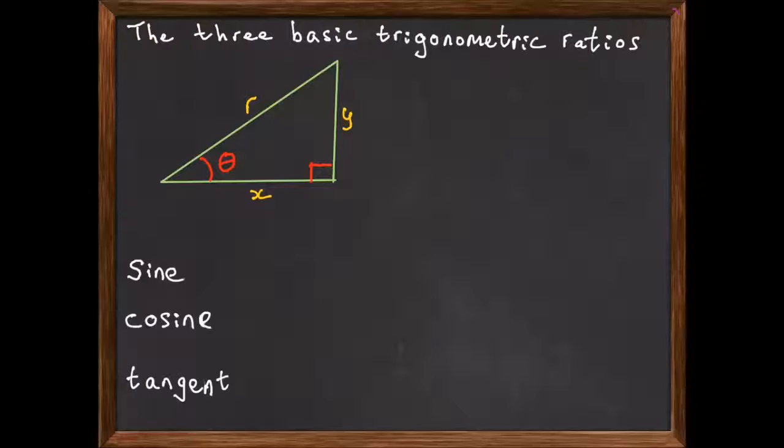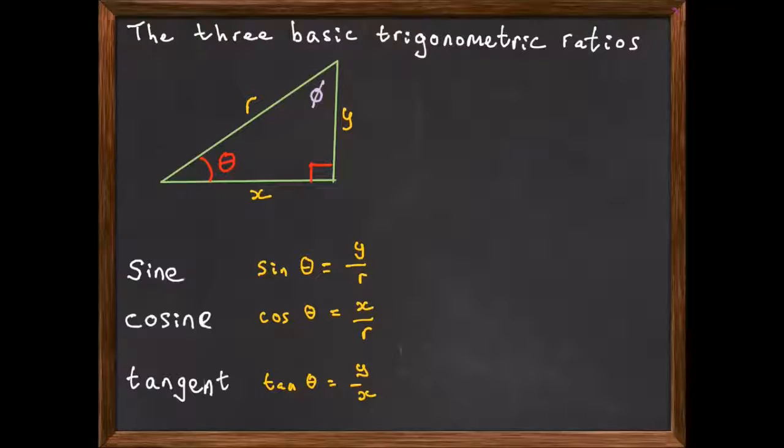The sine of angle theta is defined by sin theta equals y over r. The cosine of angle theta is defined by cos theta equals x over r. And the tangent of angle theta is defined by tan theta equals y over x.